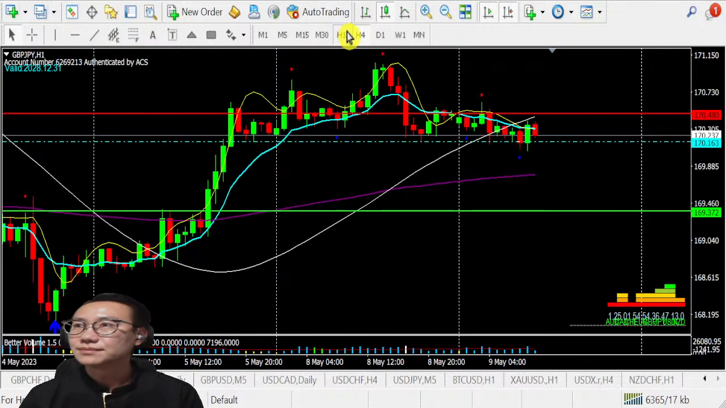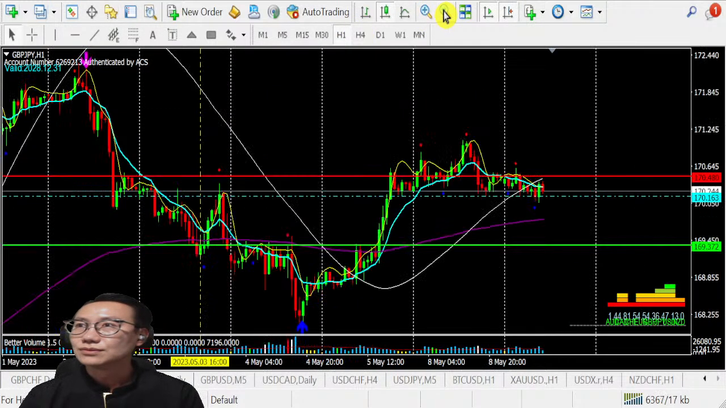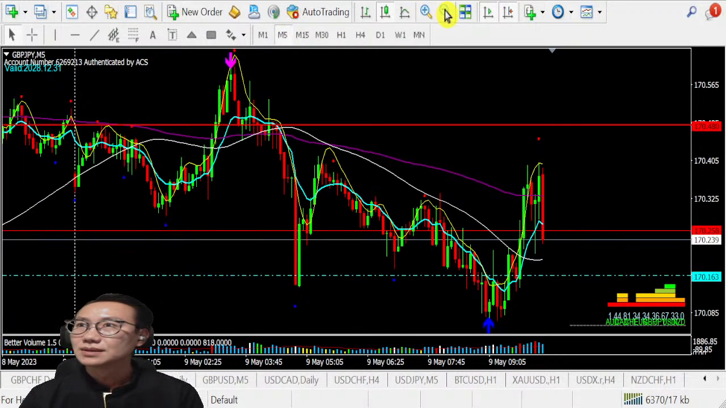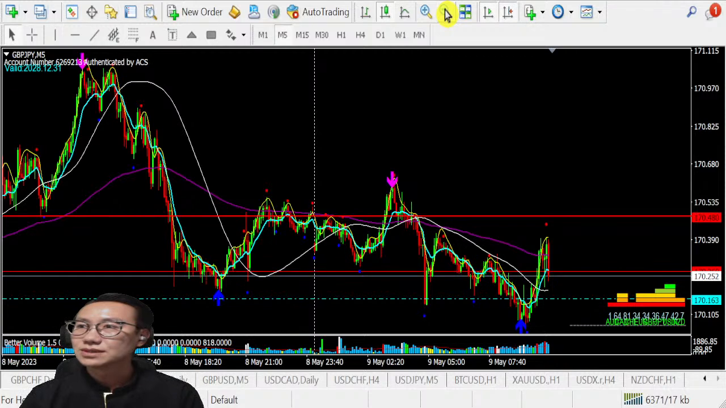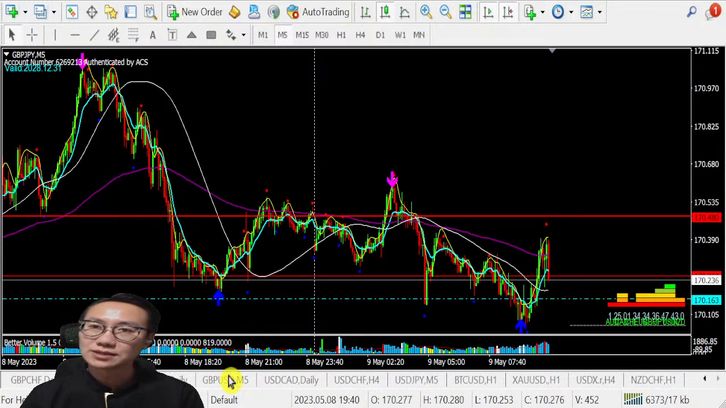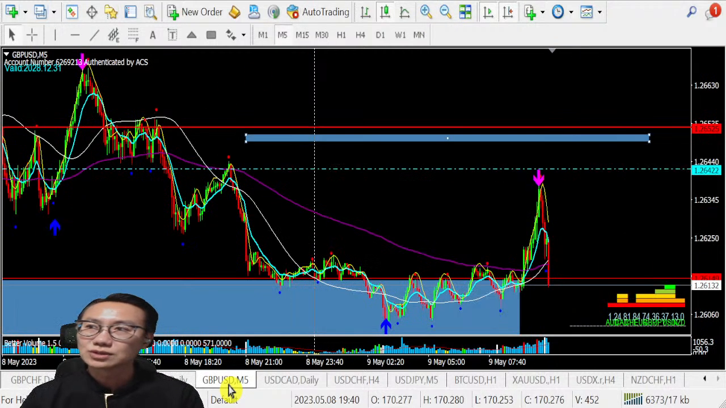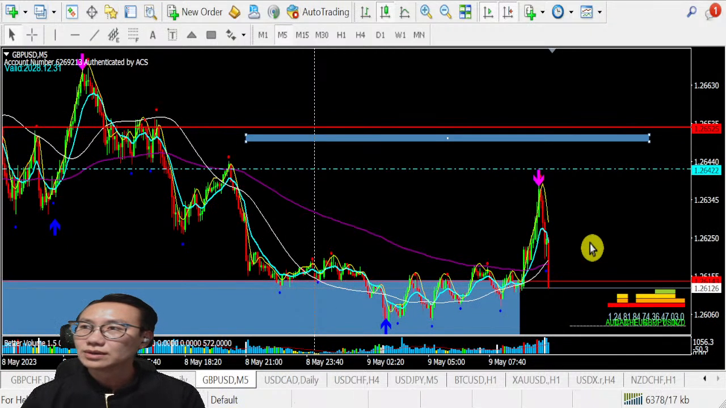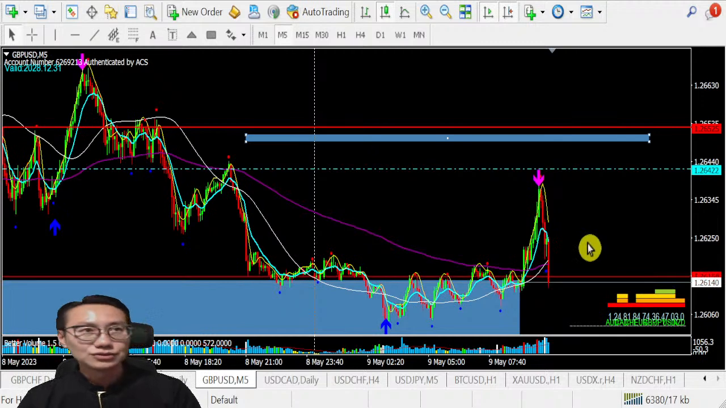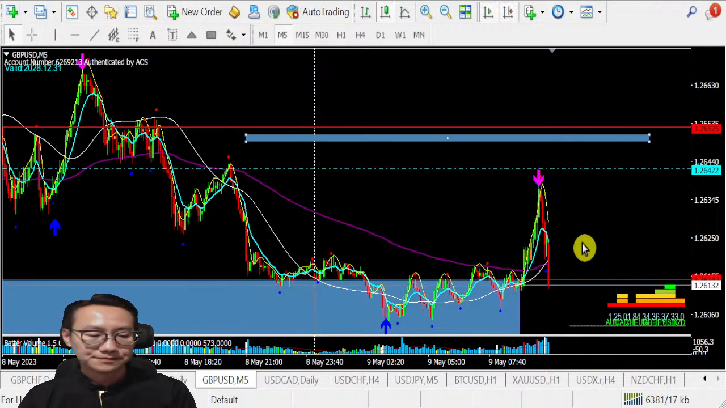Let's see, pound yen. Looks like the pound yen is going to take the low as well. Pound dollar is also going to take the low. Wow, well done. Very good. Seems like it is still going strong. Very nice.